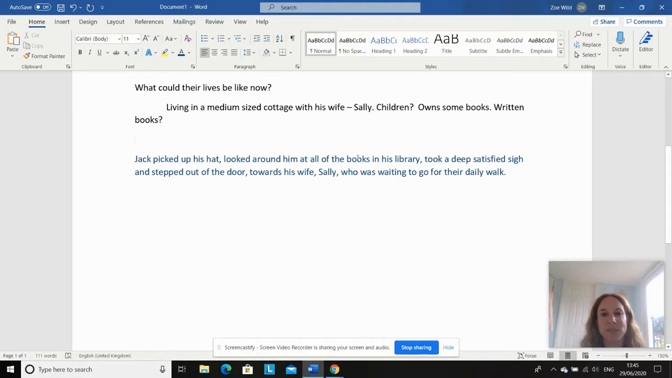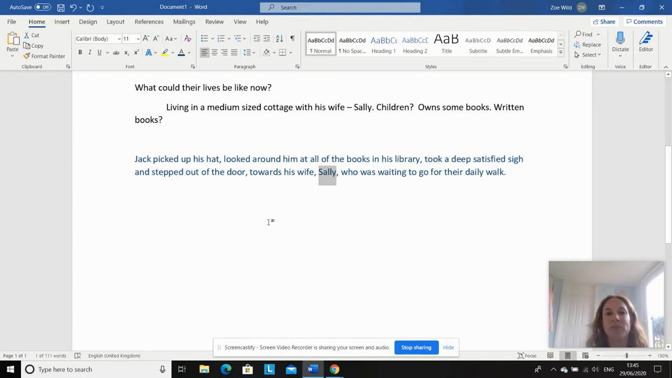I've got the books from my plan. He's picked up his hat. That's showing people used to wear hats a lot in Victorian times. And if he's going outside, he would definitely put a hat on. He's taken a deep, satisfied sigh. So that shows my reader that his life's turned out well. He's happy. And then he's married to Sally. So I've managed to encompass lots of those things just in one sentence.